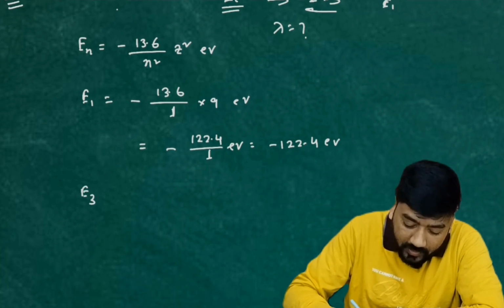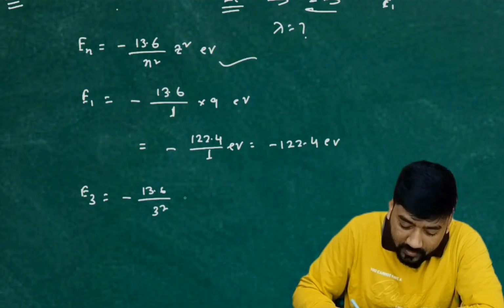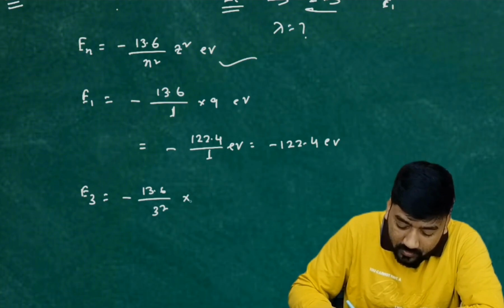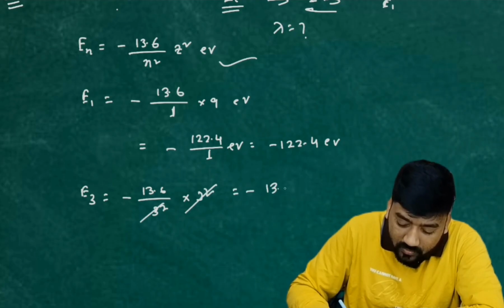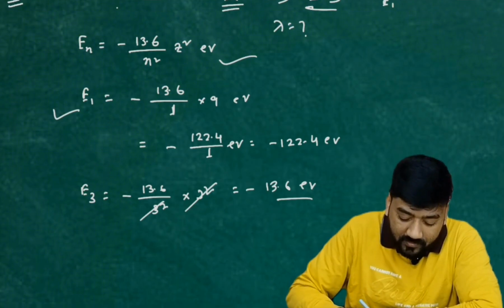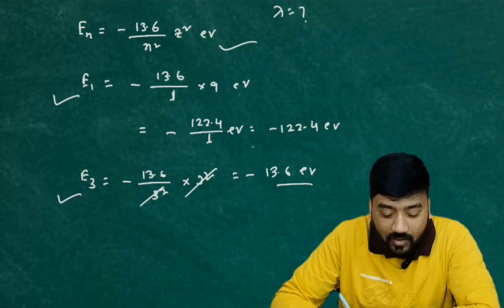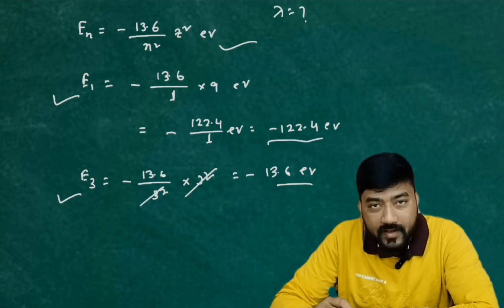Now what is E3? Again if you put the value here, it will be minus 13.6 upon 3 square into Z is again 3 here, so it is 3 square, so it will cancel out, so it will be just minus 13.6 electron volt. So this is the energy for the ground state and this is basically the energy for the second excited state.